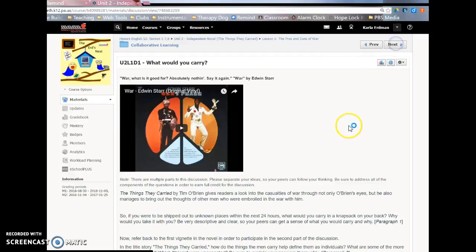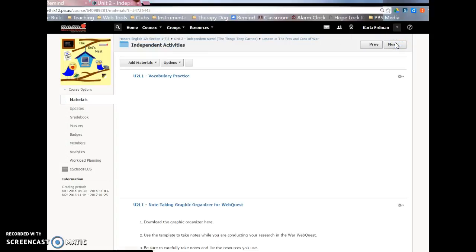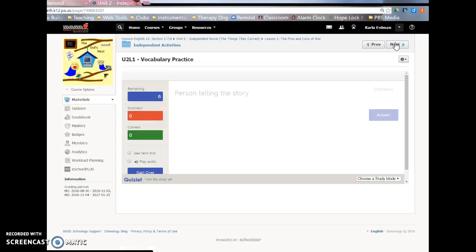The second discussion is actually talking about the novel itself and about the draft, so thinking about being a high school senior, young adult, and about decisions. Your initial post is a 2-paragraph mini essay, about 5 to 7 sentences each. Be sure that you read everything before you submit it, and again reply to 2 people, again looking at the instructions.